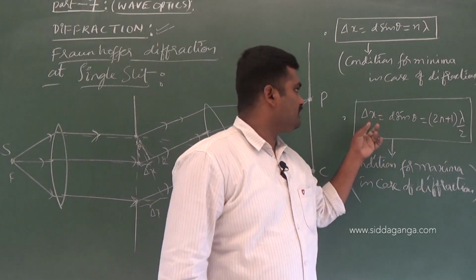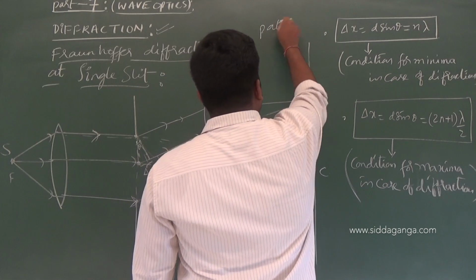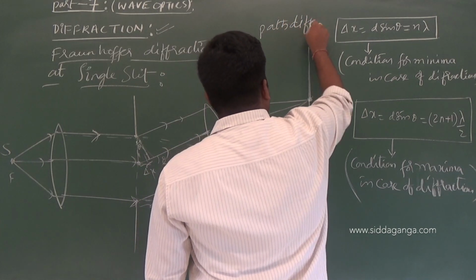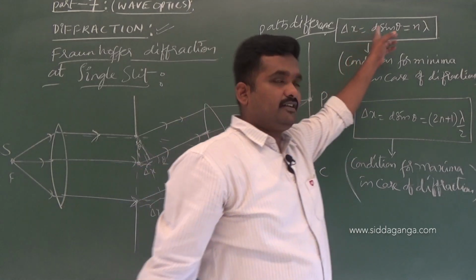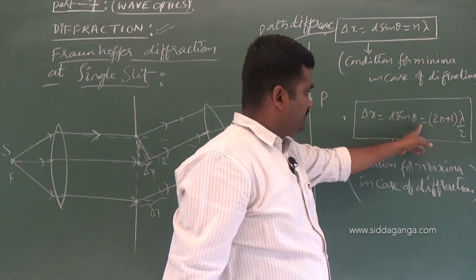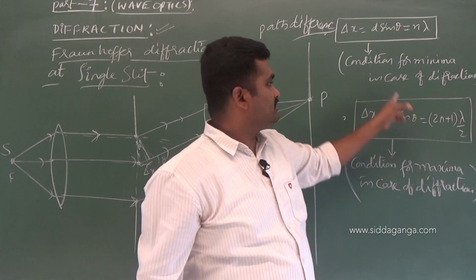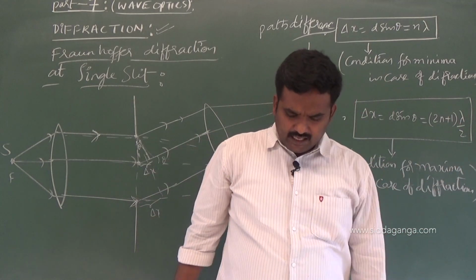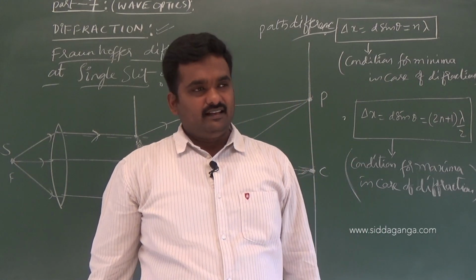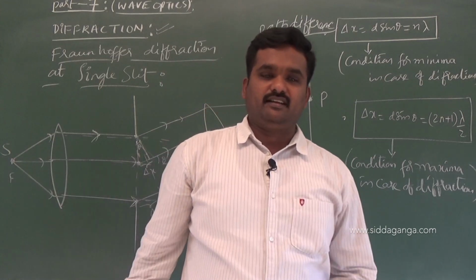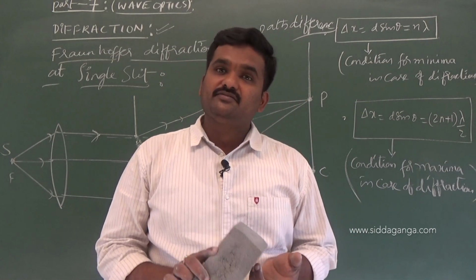D sin theta, path difference. Remember, we are writing all this in terms of path difference. Path difference delta x, that is d sin theta, should equal n lambda, or d sin theta equals 2n plus 1 into lambda by 2, for maxima. This is minima. I am not saying constructive and destructive interference here. In terms of interference, you have to say constructive and destructive interference, or bright and dark fringes, we call them.